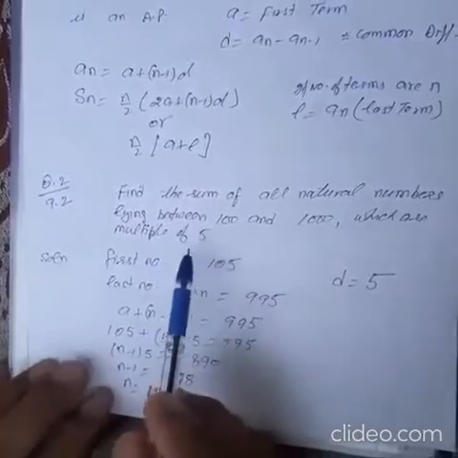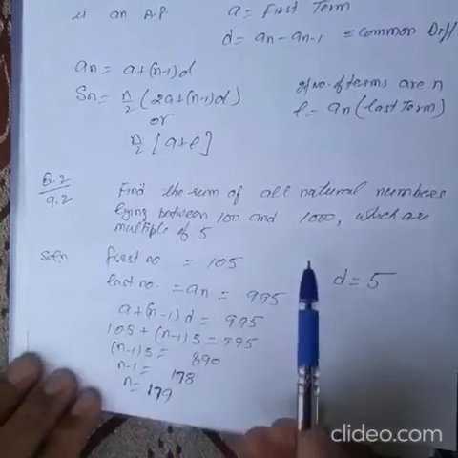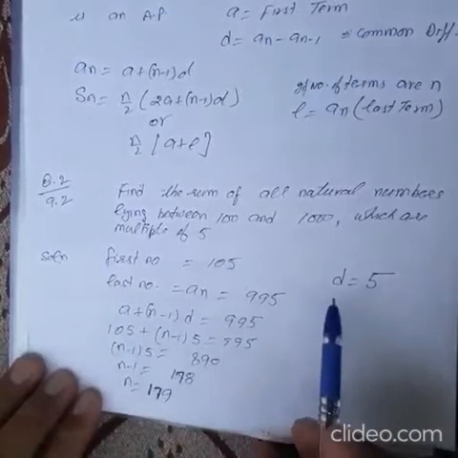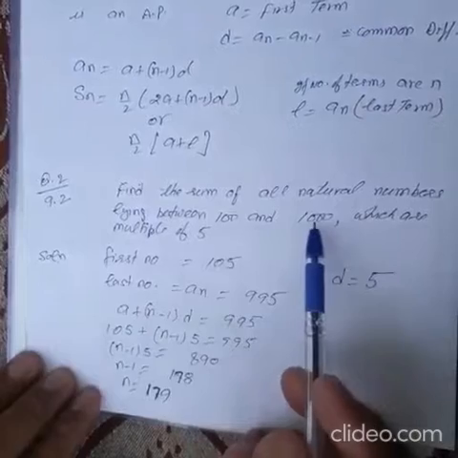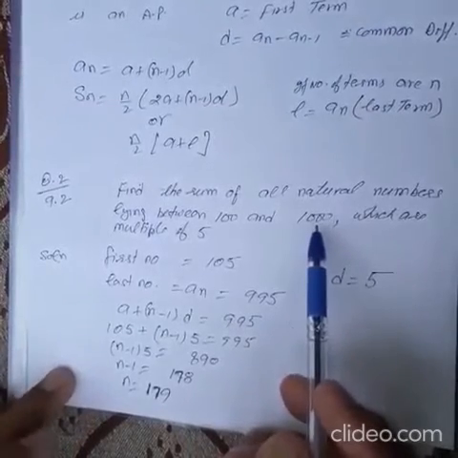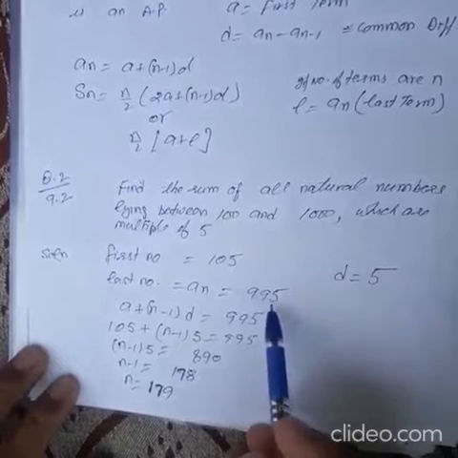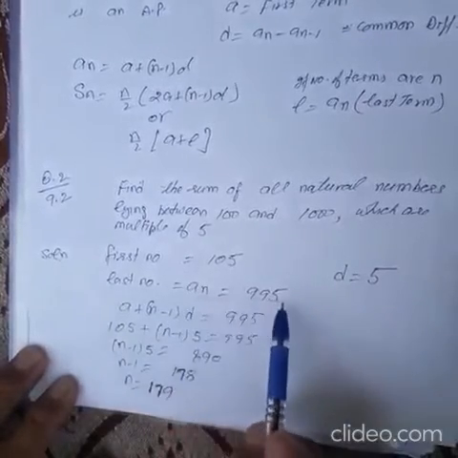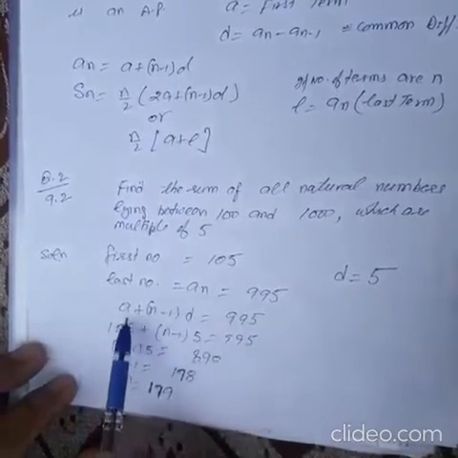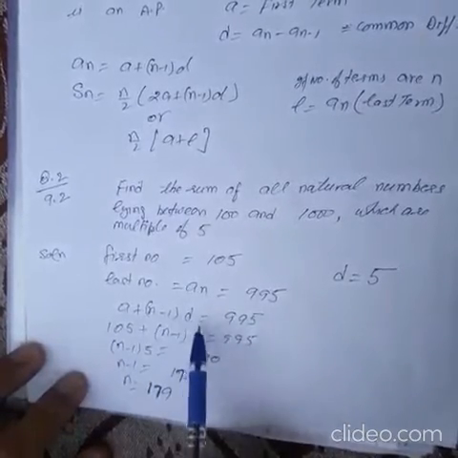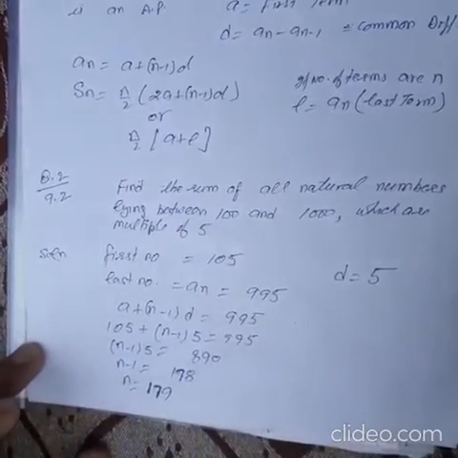So now the first number will be 105. Then we will keep on adding 5. So it means D, the common difference, will be 5. The last number before 1000 which is divisible by 5 will be 995. Let it be An. Now you calculate n using the formula A plus (n minus 1) into D. You calculate n, this is 179.